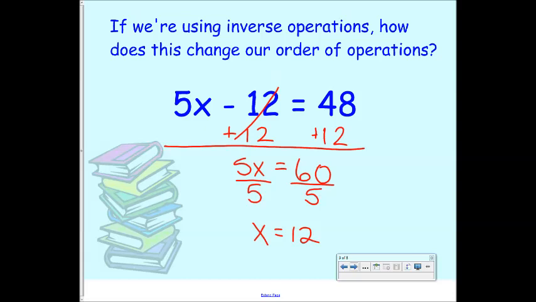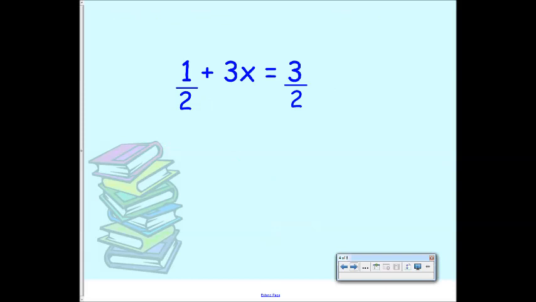So that's pretty much all there is to it. That's solving multi-step equations. We're going to look at some that are a little bit harder, okay? So we're going to look at a couple that get a little more complicated. But again, we're not going to freak out just because we see a fraction. We're just going to do the same process, right?